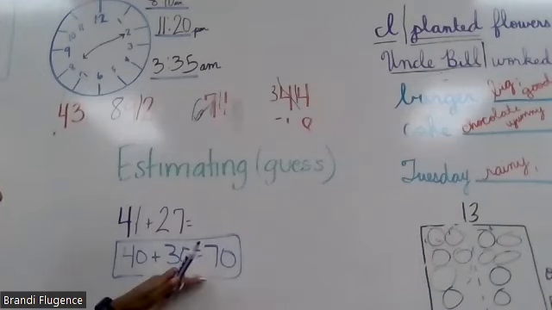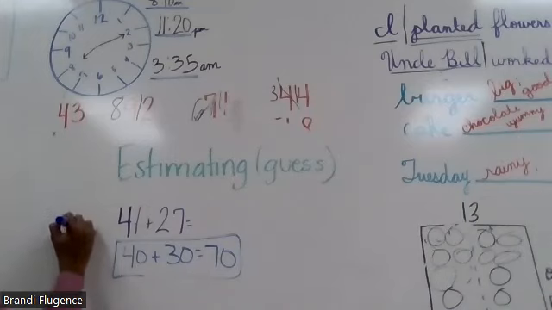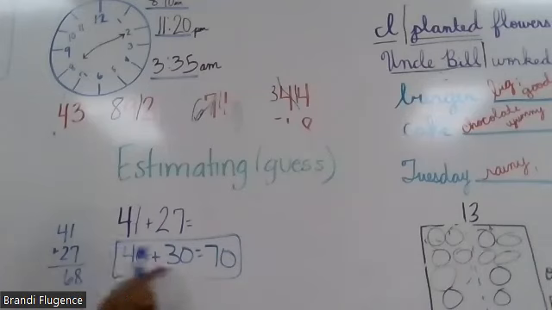And how we guess is by rounding it to the nearest 10, and that will help us to get an estimate. That's why I'm adding it up to show you what it will possibly be. 7 plus 1 is 8, 4 plus 2 is 6, 68, right there. See, it's close.